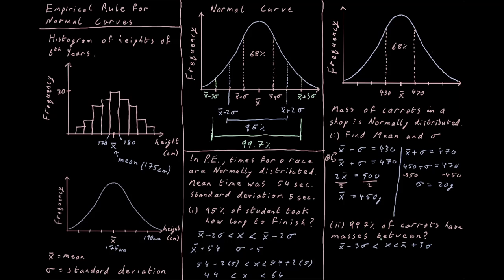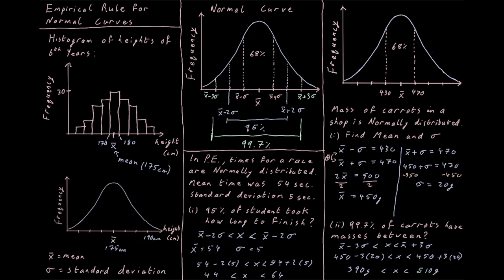99.7% of our group. So we know the mean is 450 minus 3 groups of our standard deviation of 20. So our mass of our carrots, of 99.7% of our carrots, has to be between these 2 values, plus 3 standard deviations. That's 450 minus 60, which would be 390 grams. And 450 plus 60 would be 510 grams. So what does that mean? It means that 99.7% of our carrots in this shop are going to be between 390 grams and 510 grams.